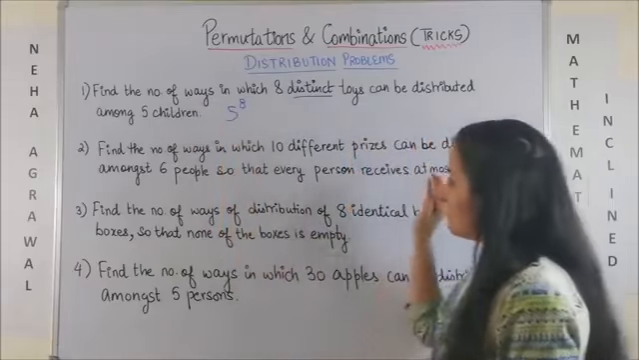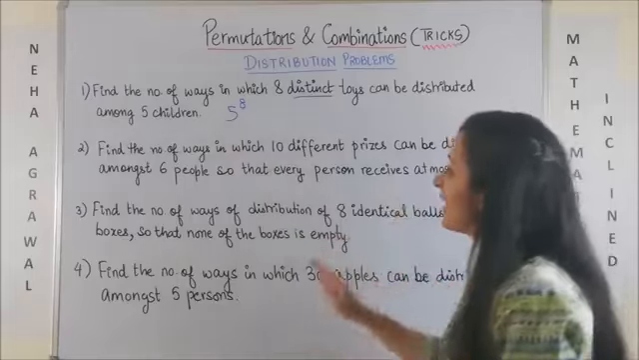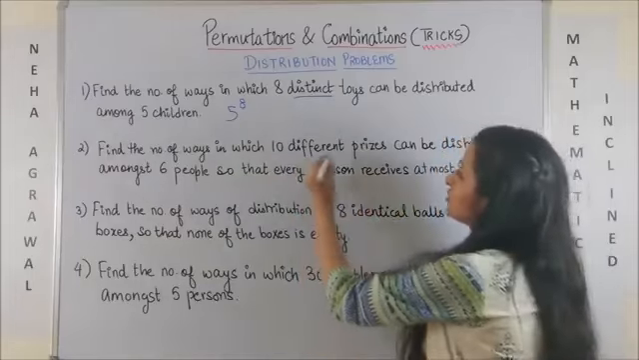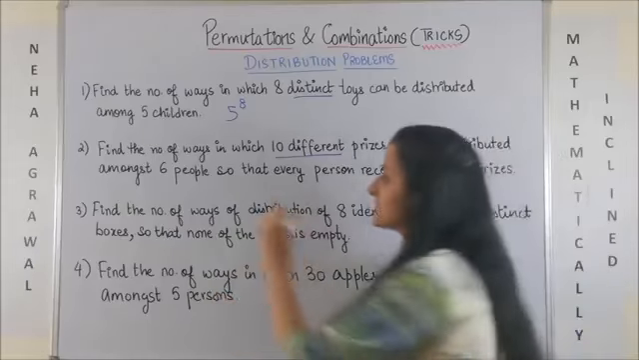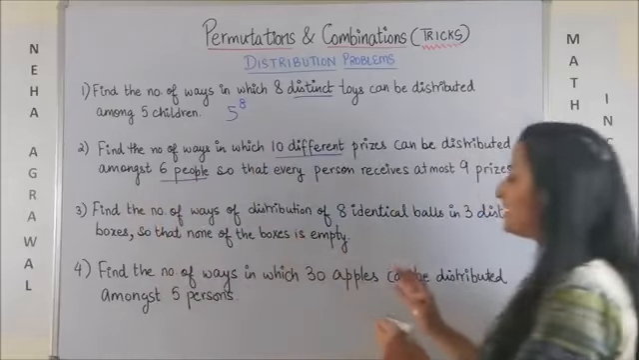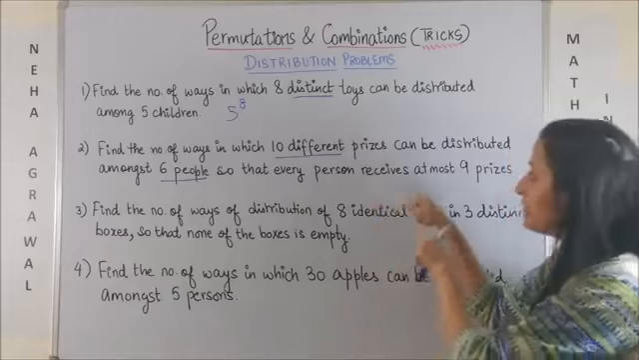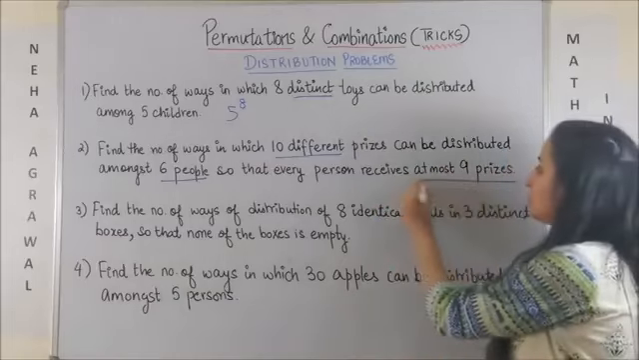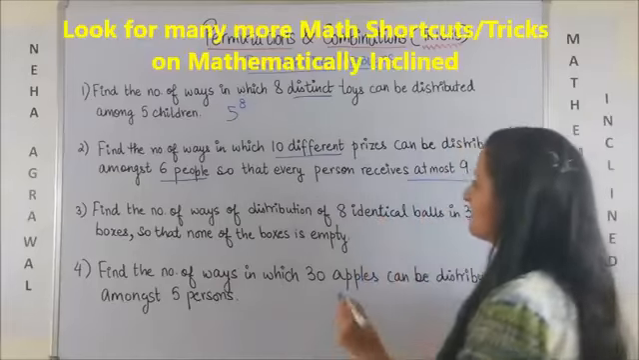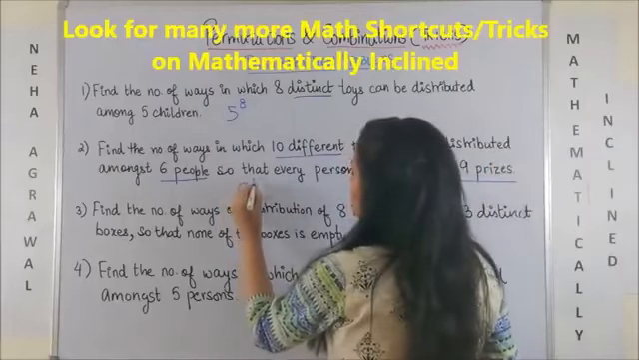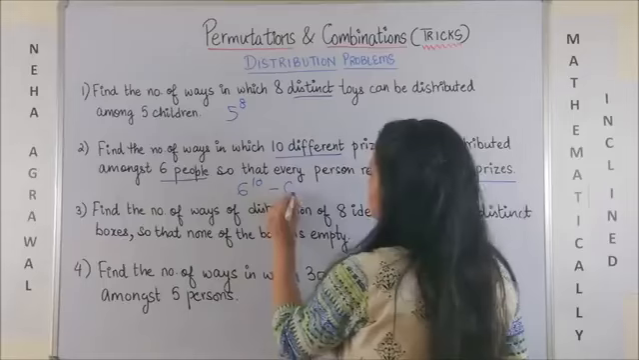That's it. Moving to the second one, find the number of ways in which 10 different prizes can be distributed amongst 6 people so that every person receives at most 9 prizes. The answer to this one should be 6 raised to power 10 minus 6.